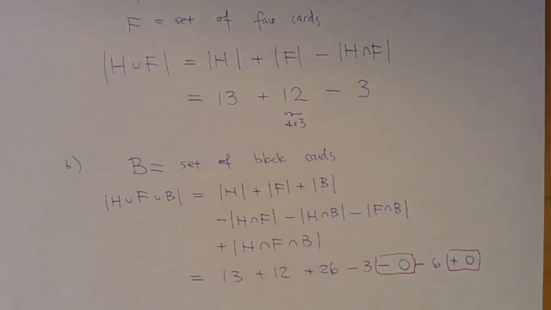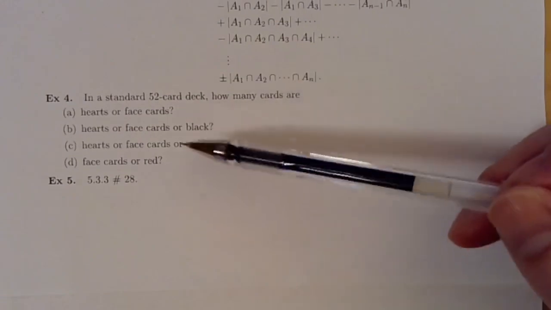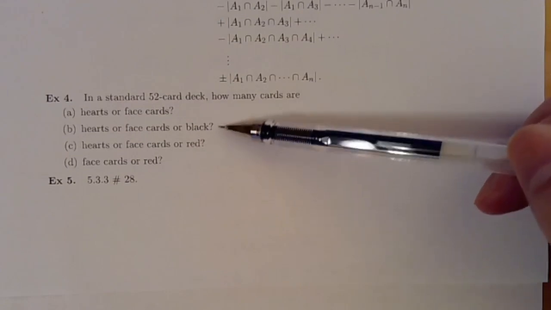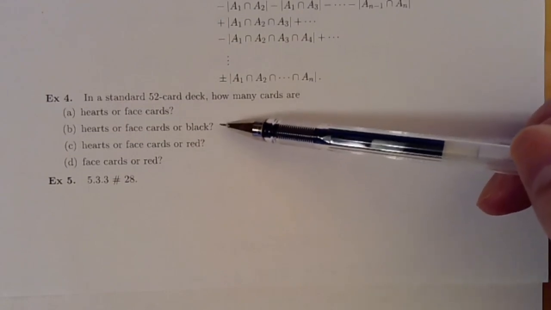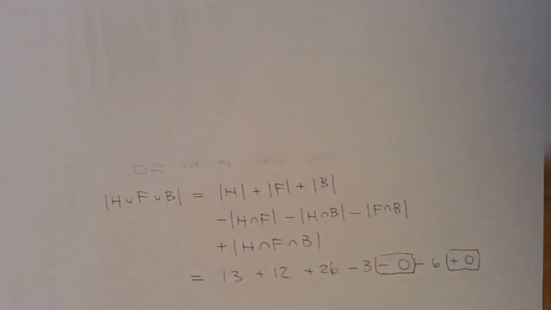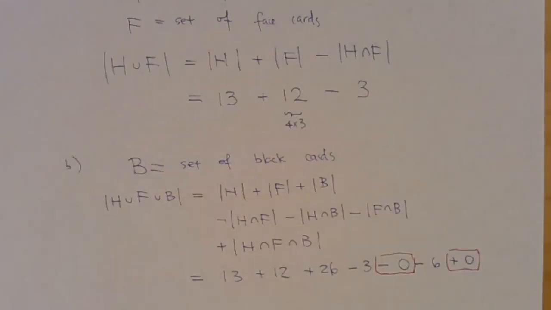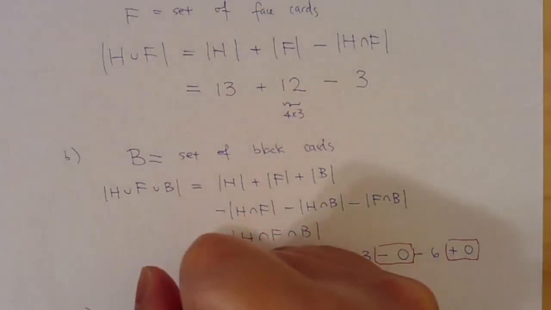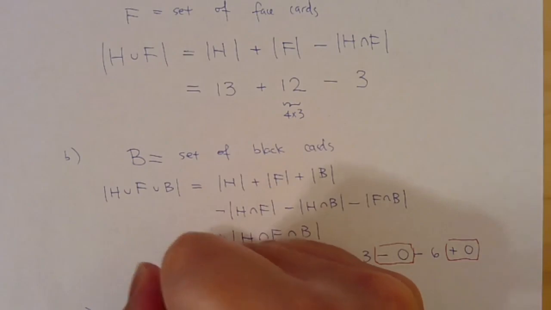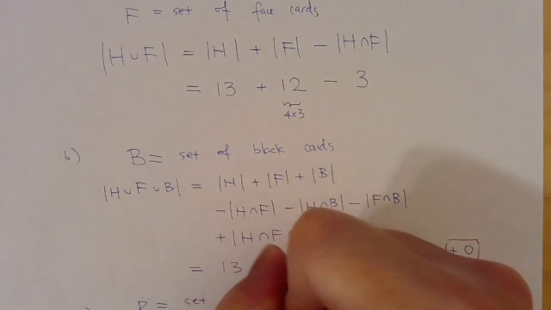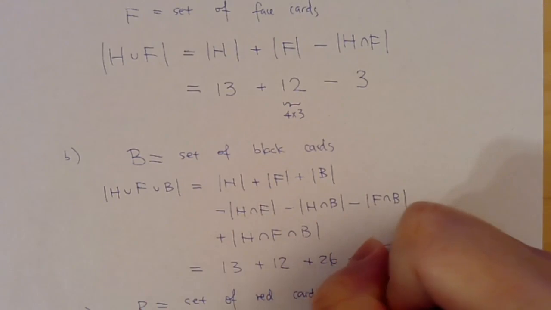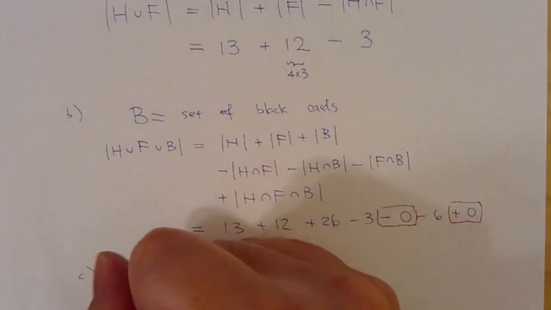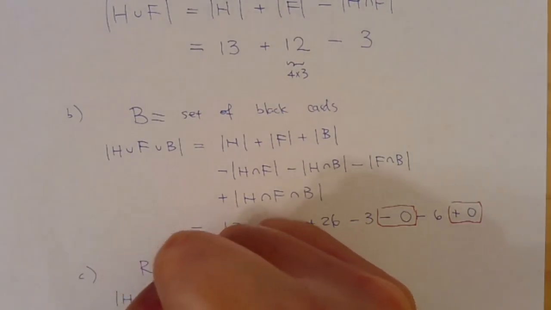Now let's consider how that differs from hearts or face cards or red. Right? So these two look similar. Yeah, hearts or face card or black, hearts or face card or red. But because hearts are red, the calculations will turn out differently. So let's say R would be set of red cards. So we can try this again, heart or face card or red.